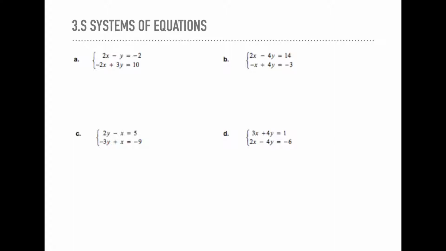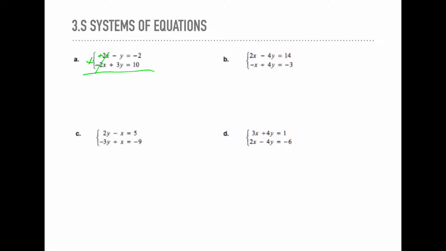And you can see that we've got a positive 2x and a negative 2x. So if I add these equations together, the positive 2x and the negative 2x are going to cancel out. So in this case, eliminating the x's would be an excellent choice.